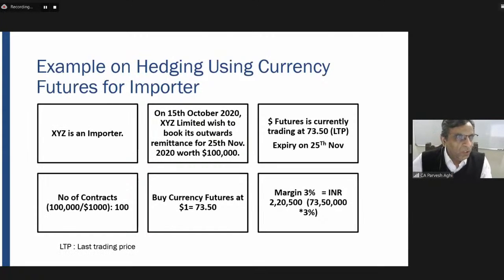Now, LTP was the last trading price. Okay. Now the spot rate on 15th of October, when this person was looking at the stock exchange, was 73.37. So the future rate is 73.50 because the dollar is going to appreciate going forward, and it is correctly reflected in the stock exchange also: the spot rate is 73.37, whereas the future rate is 73.5 for 1 month from now.